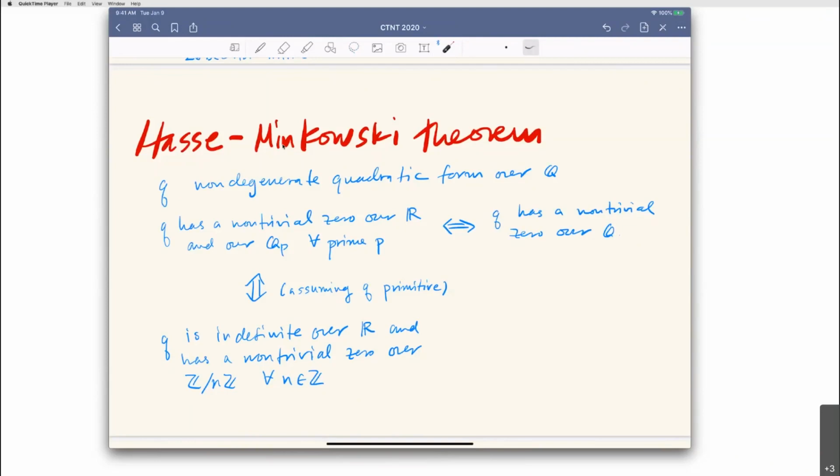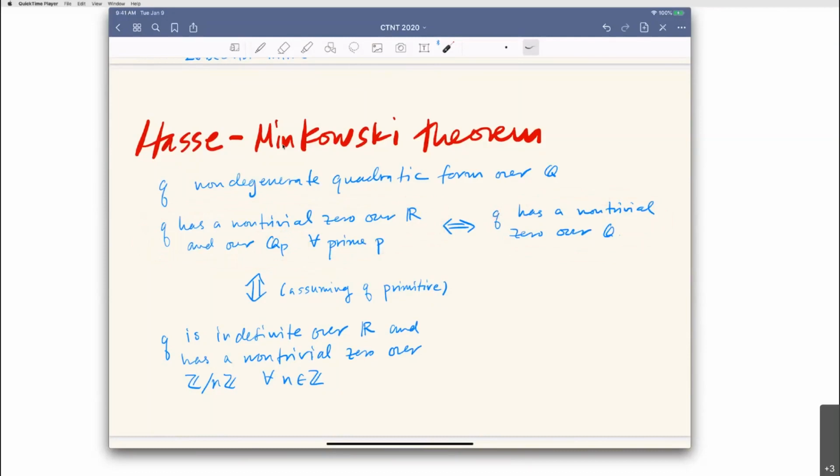And one thing we're interested in is the non-trivial zero. Of course, if it's a homogeneous form and you plug in 0 for all the variables, you get 0. But we're interested in non-trivial zeros. The statement is that if the quadratic form has a non-trivial zero over R and over Q_p for every prime p, then in fact the quadratic form has a non-trivial zero over Q. The R and the Q_p here are all of the various completions of the field Q, and we'll get to that in a second.